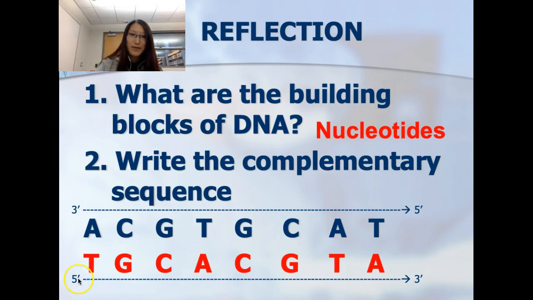To the left, 5 to 3. Anyway, if the arrow is pointing this way, the other arrow is pointing the other way, 3 to 5, 5 to 3. As long as it's opposite, you got it, okay? Almost done.